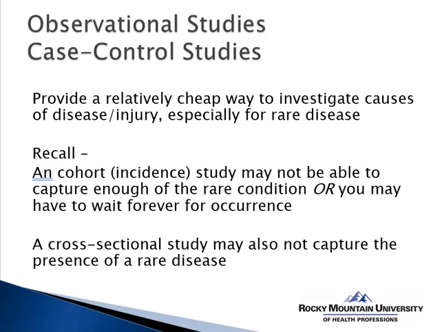Now, recall in a cohort study, which we talked about last week, an incidence study, the study may not be able to capture enough people for that rare condition, or you may have to wait forever for an occurrence. Again, a cross-sectional study may not be able to capture that presence of a rare disease either. This is where a case control study has benefits.